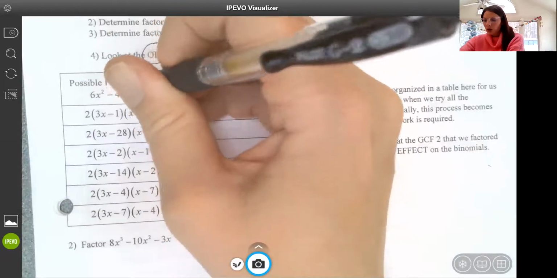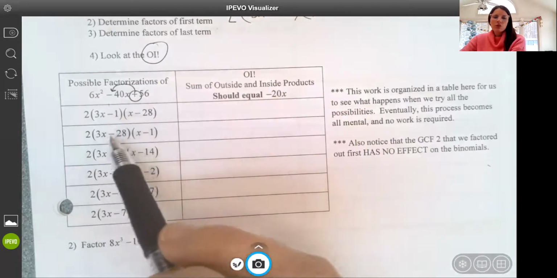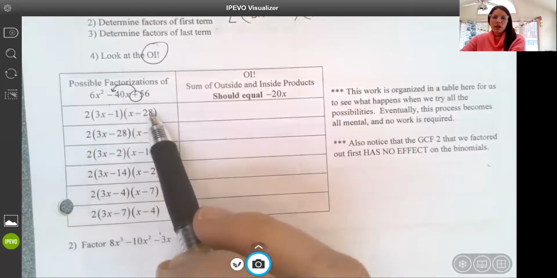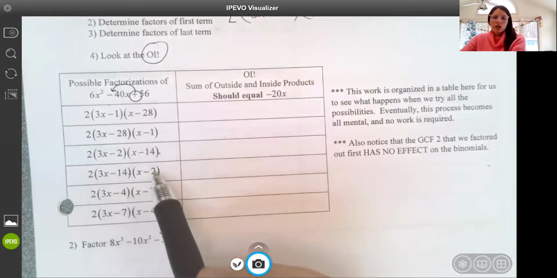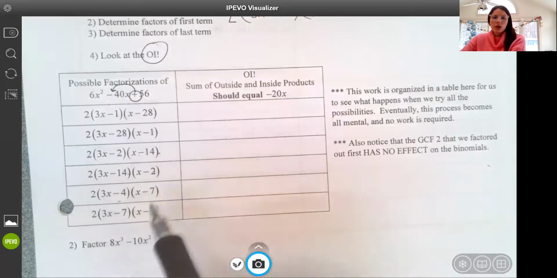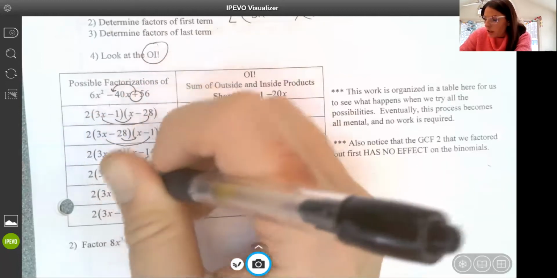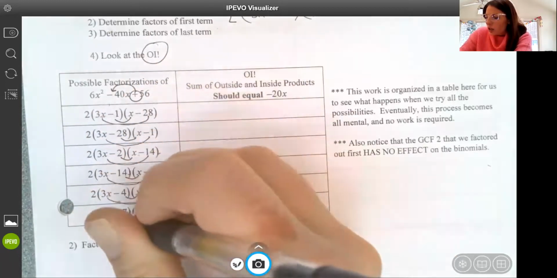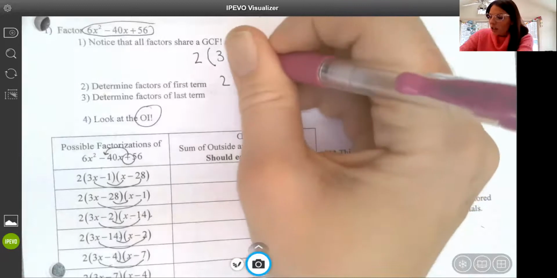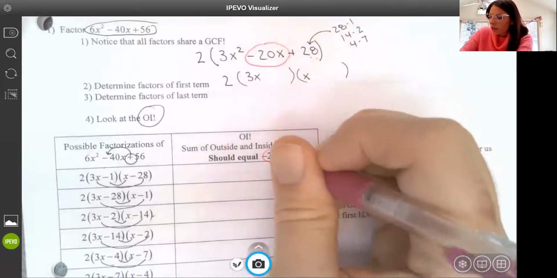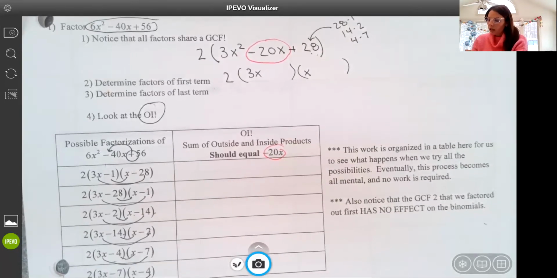Now I know that C is positive and my middle term is negative, so I know my signs. And all we're going to do is run through those possibilities. Is it 1 and 28? Is it 28 and 1? Is it 2 and 14 or 14 and 2? 4 and 7 or 7 and 4? And we're looking, thinking about all these possibilities, looking at this outer inner, and we know we want it to add up to what? Well, let's go back to our trinomial. We want it to add up to negative 20x. So let's go through, let's look at our terms here. Negative 20x.